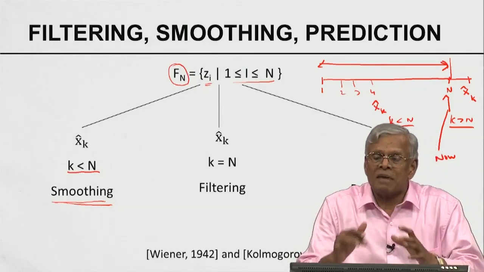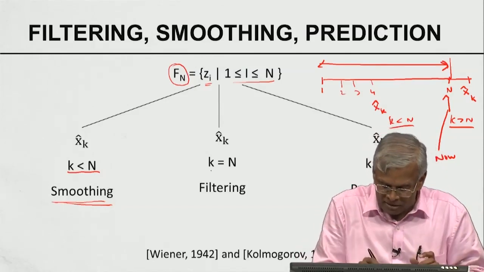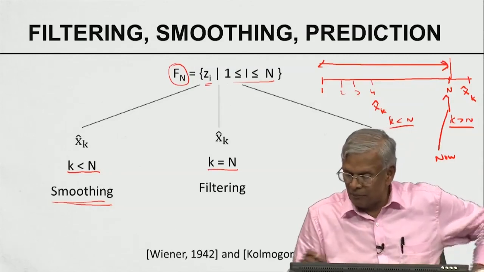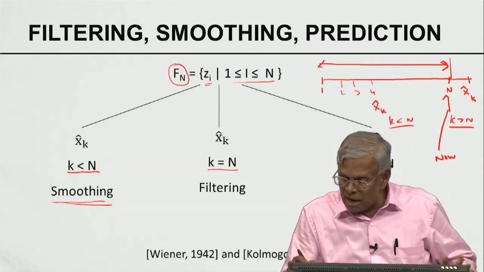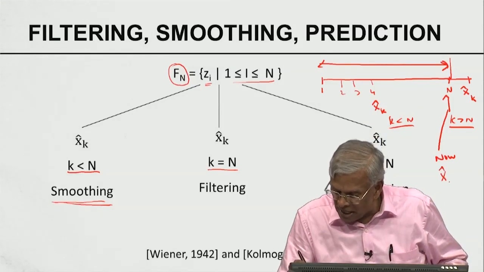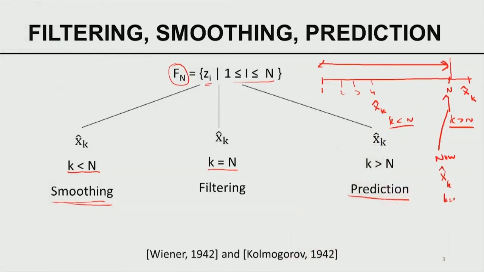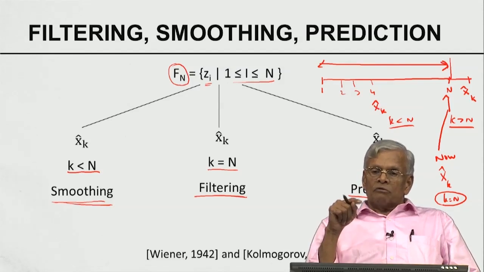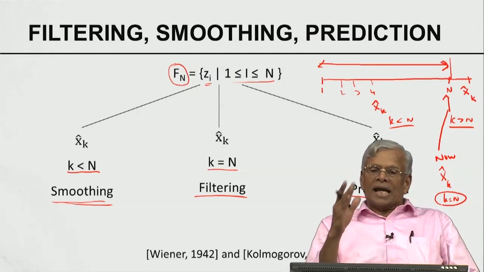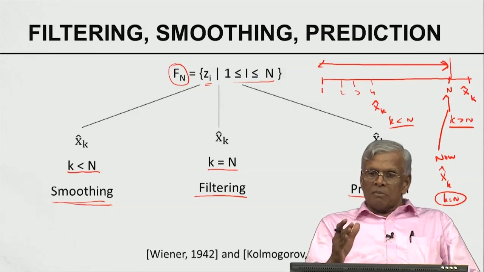If I want to make an estimate at the time k equal to n, what is the idea here? I have been given a bunch of observations from 1 to n. I would like to get the state of the system at time k equal to n. That is called the filtering problem. The filtering problem is an estimation problem where I use all the information up to the time n, and at that time I would like to get the best estimate. That is the filtering problem.